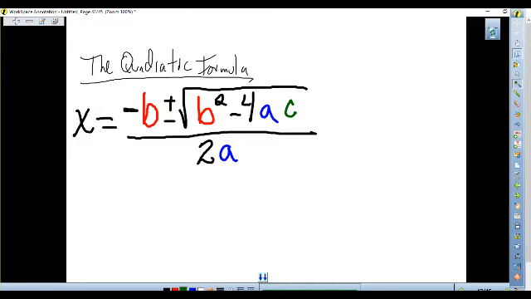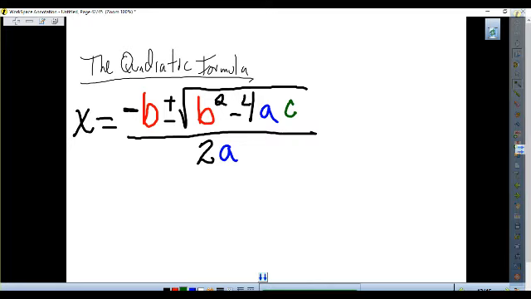So once again, to solve a quadratic equation, we need to find what? The x values. Is that correct? So that's why here it says x equals, because that's how we're going to find our x. So our quadratic formula reads like this. X equals minus b plus minus square root b squared minus 4ac over 2a.